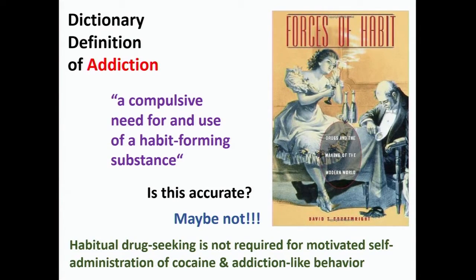The reason why is, in our experiment with the puzzles, habitual drug seeking did not require this motivated self-administration of cocaine and this development of addiction-like behavior. Again, the goal of the puzzles was to prevent habit formation, which we think it did, according to other stuff that I'm not showing you today. And the rats still developed addiction-like behaviors. They still escalated their cocaine use, took it despite foot shock, they relapsed, all these things, okay?